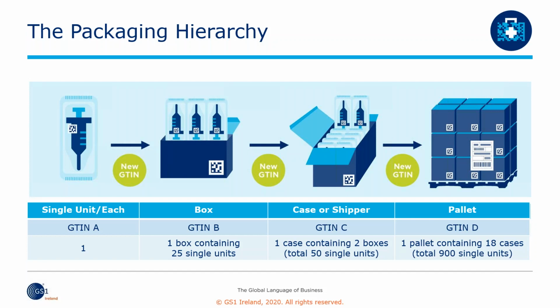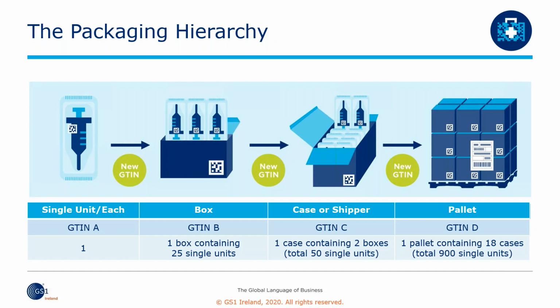So in more simple terms, packaging hierarchy details the packaging configurations for all levels of packaging. And we see here on this slide an example of a packaging hierarchy. Starting on the left, we have a syringe, which would typically be used at the point of care. And this is referred to here as the single unit, or it may also be known as the each. And this is the lowest level in the hierarchy.